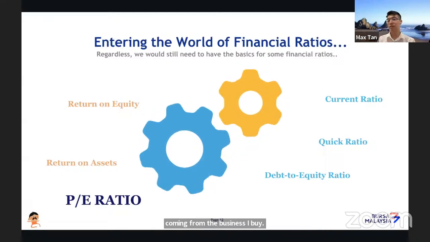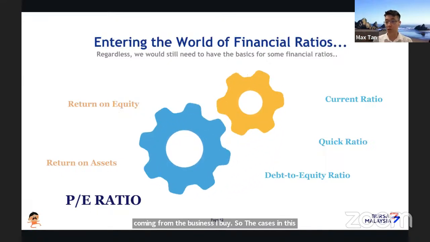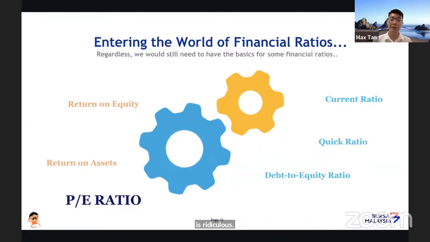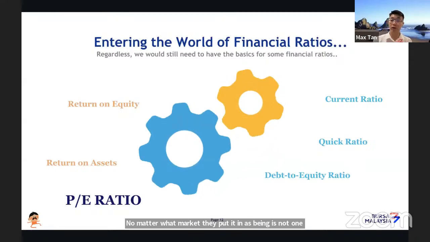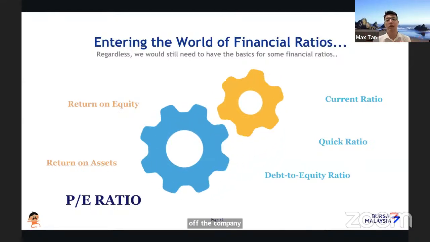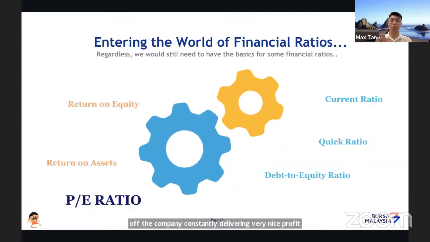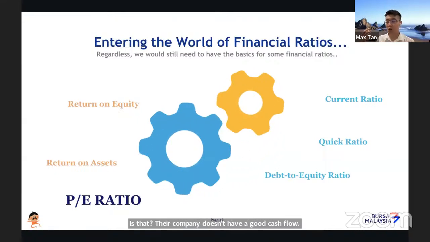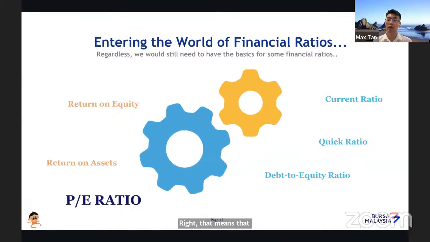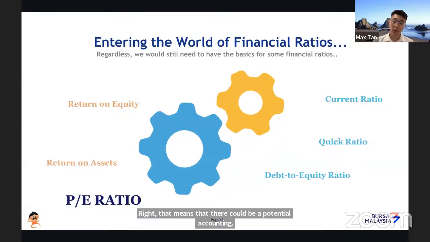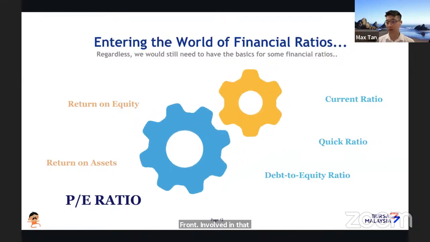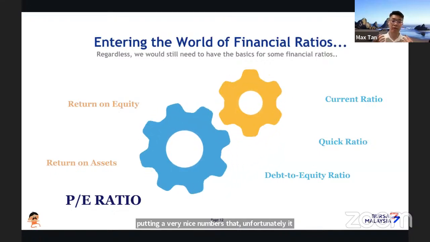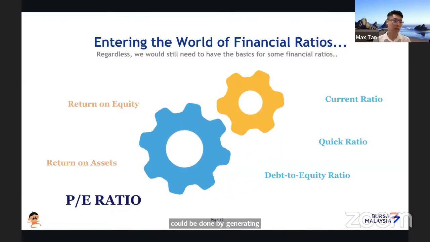So the case is this company was constantly trading at 2 or 3 times, which is ridiculous. No matter what market you put it in, it's not a one-off. The company was constantly delivering very nice profit numbers, but there's one critical element: the company doesn't have good cash flow, right? That means there could be a potential accounting fraud involved in that case, right? Because they are putting up very nice numbers that, unfortunately, could be done by generating invoices, but that one is a bit complex. That's the case.